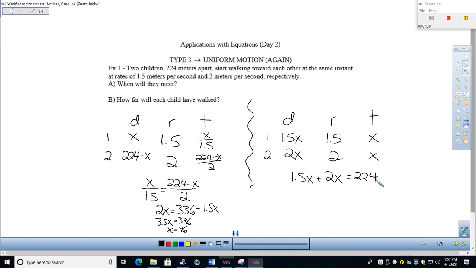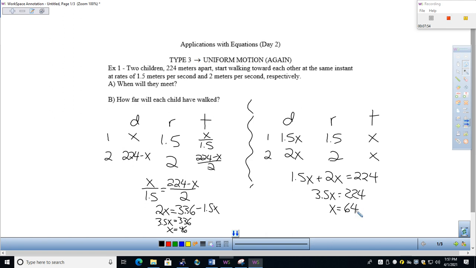Maybe one of these tables and equations kind of works better for you than the other, but certainly both should be legitimate here. Let's go ahead and solve this. I get 3.5x equals 224, and divide by the 3.5, and when I do that, I get 64. Now, before I go into panic mode, I guess I'll pose the question to you, why did I get 2 different numbers for x? If my tables are the same, why did I get 96 over here and 64 over here?